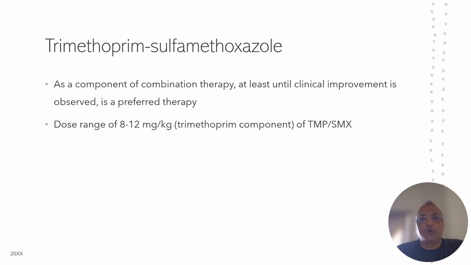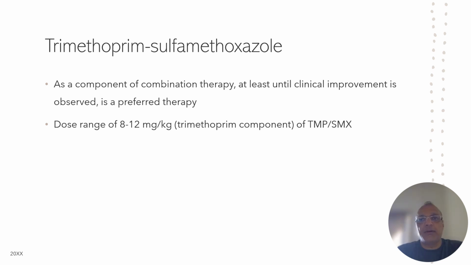Trimethoprim sulfamethoxazole is preferential therapy and is given with another antibiotic, which includes a tetracycline derivative, cefiderocol or levofloxacin, as a part of combination therapy. The dose range of this antibiotic is 8 to 12 mg per kg of trimethoprim component in 3 to 4 divided doses per day.